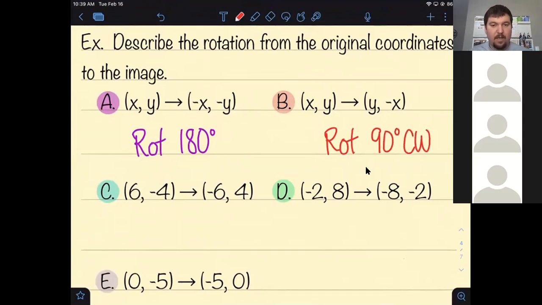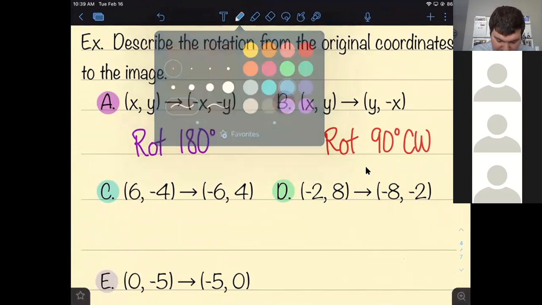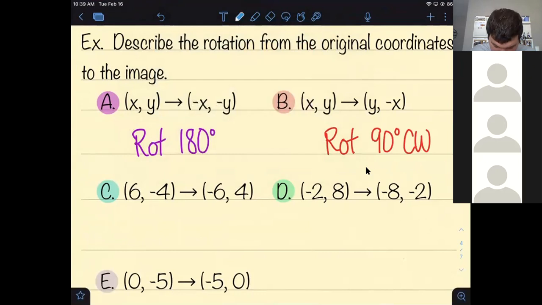Okay. All right, now instead of giving us x's and y's, they're giving us real numbers. Let's see what's happened here on example C. It looks like they took the opposite of both of them, but didn't flip them. So what kind of rotation would that be? They took the opposite. 180. Yeah, 180 again. Yeah, 180 degrees. Good job.